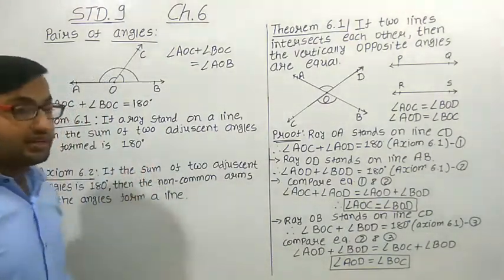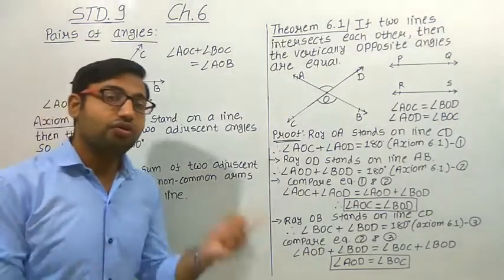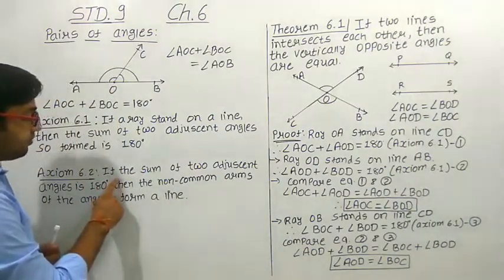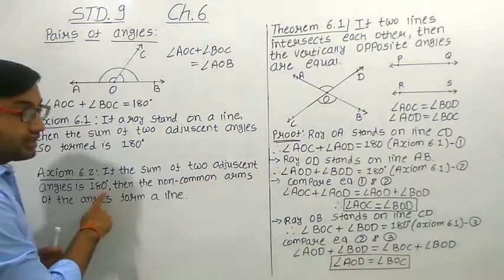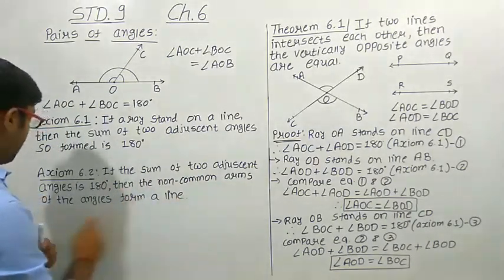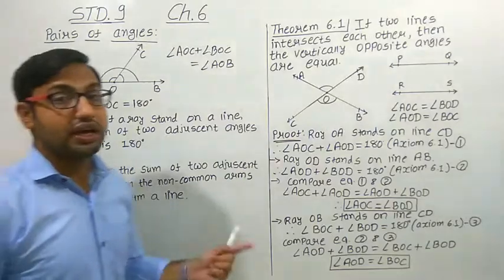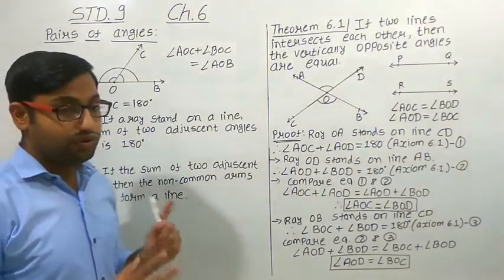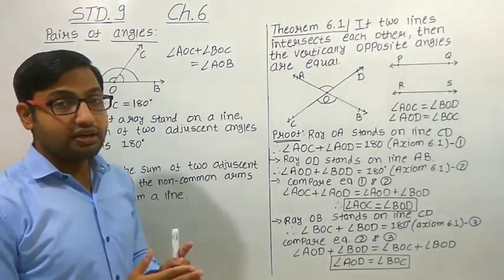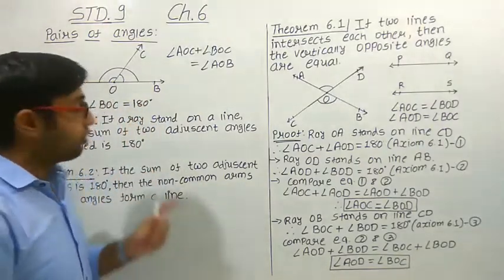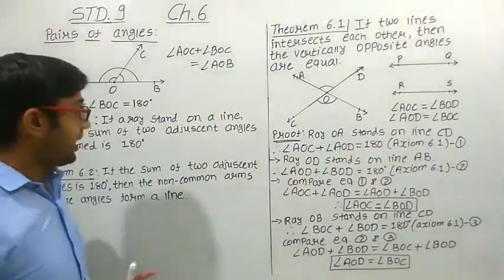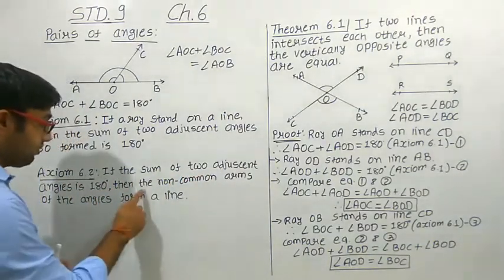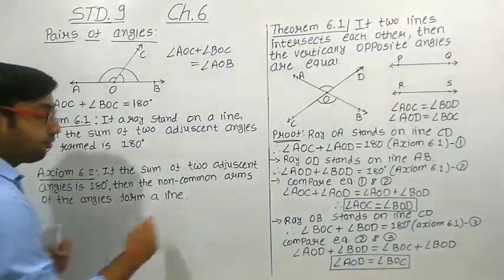So there is one more axiom, axiom 6.2, which is the converse of axiom 6.1. So what is the statement? If the sum of the two adjacent angles is 180 degrees, then the non-common arms of the angles form a line. Here we do not say, first of all, that both the angles are making a straight line. Here the straight line is not given. Here we have just said that if the sum of the two adjacent angles is 180 degrees, then the non-common arms of the angles form a line.